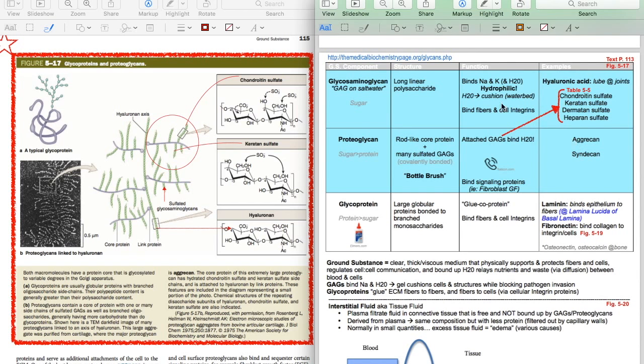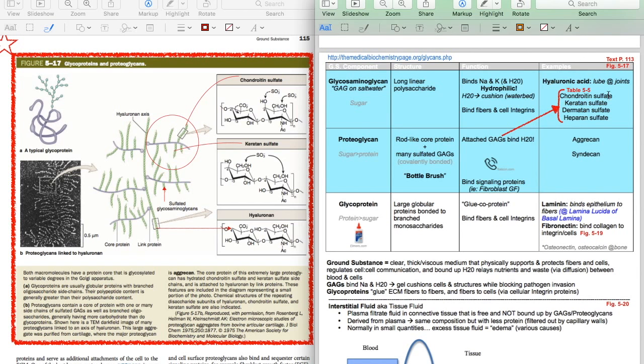But you say, wait, glycosaminoglycan. Wouldn't that be confusing because glycosaminoglycan ends in can? So I don't want to just remember can, aggrecan. Oh, I could get that confused with glycosaminoglycan. But no, you won't, because you know the GAGs. You have to know the GAGs, okay?